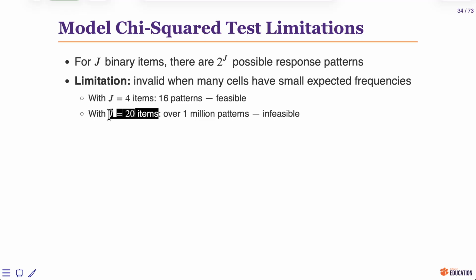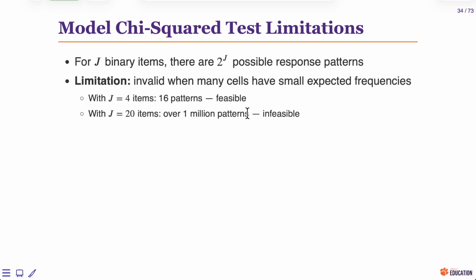2 to the 20th power is over 1 million patterns. So you need a sample size to use this chi-square that was not just 1 million, just hoping people get put into each pattern. You'd have to have it much larger than 1 million because there will be some patterns that are very difficult to observe in practice, given the nature of correlations in the data.